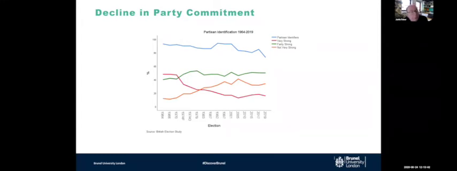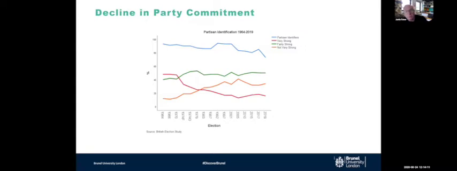Now, the reason we begin in 1964 is not because there's anything particularly special about 1964, but simply that this was the first election where academics ran what's known as the British Election Study. This is a very, very large study where we gather data about how people have voted and why they voted as they have. Now, this graph gives us two important bits of information.